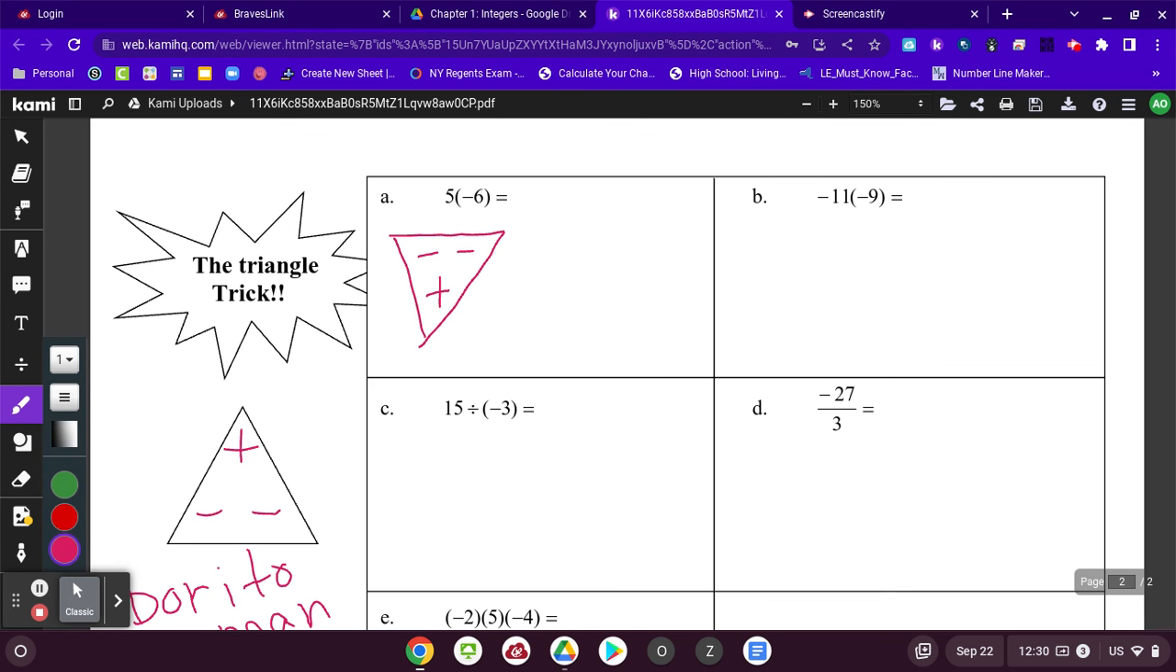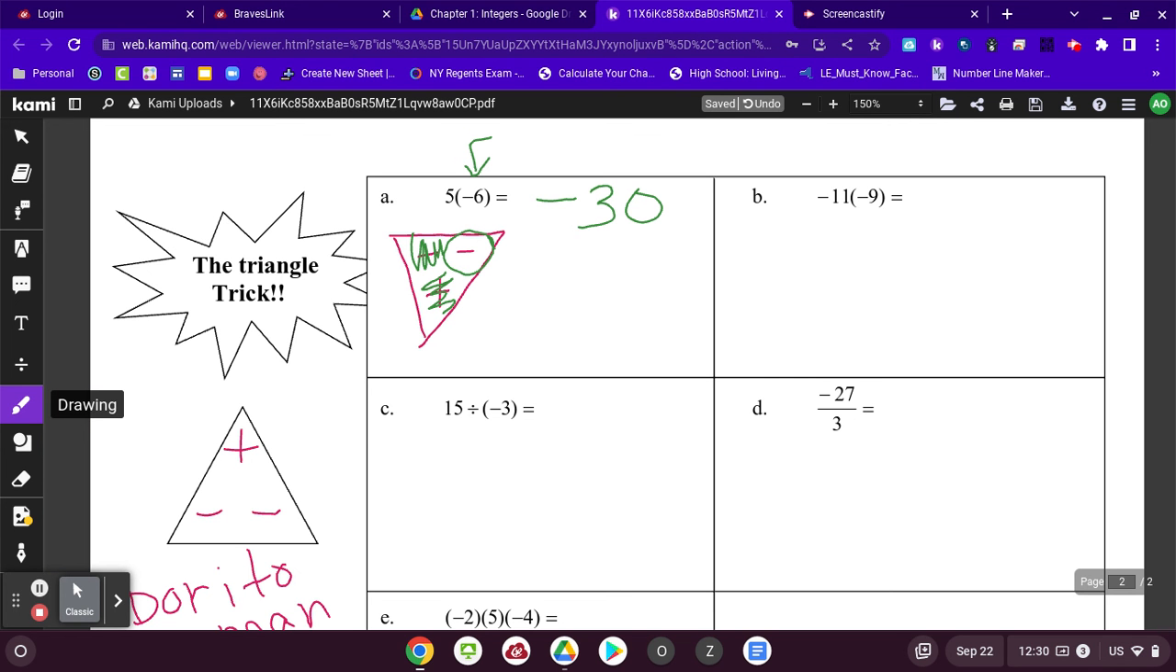Okay. So if you don't memorize the rule, the way we use the trick is like this. You say, okay, my first number is a positive 5. I'm going to cross off the positive. My second number is a negative 6. I'm going to cross off the negative. What's left is the sign of my answer. So this is negative. 5 times 6 is 30. That's how you use the triangle if you're struggling with the rule.